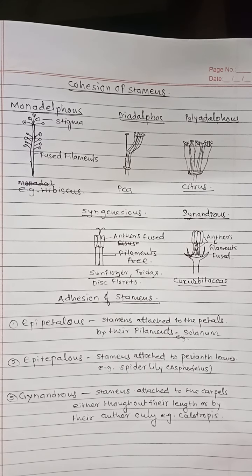Then epitepalous. When we cannot differentiate between calyx and corolla, when they are of the same color, it is called perianth or tepal. When stamens are united or fused with their perianth by their filament, it is called epitepalous.